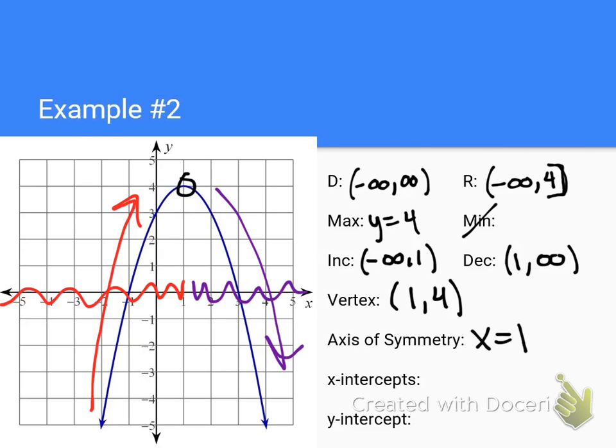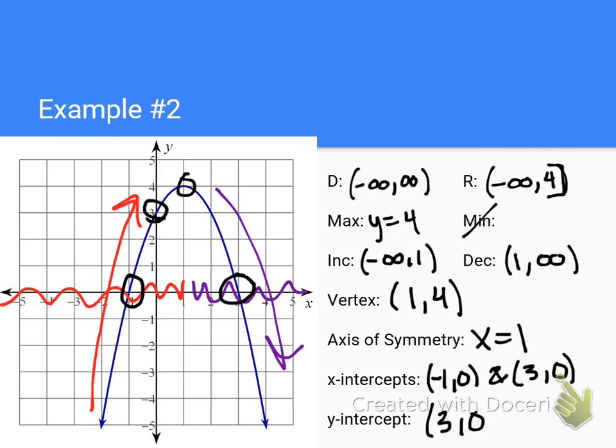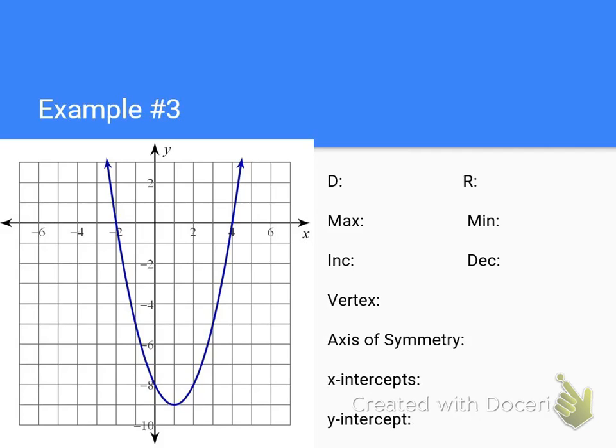The x-intercepts happen at -1 and 3. So I have (-1, 0) and (3, 0) as my x-intercepts. The y-intercept is here, so (3, 0) is the y-intercept. Okay. All right, and the next one is very similar.